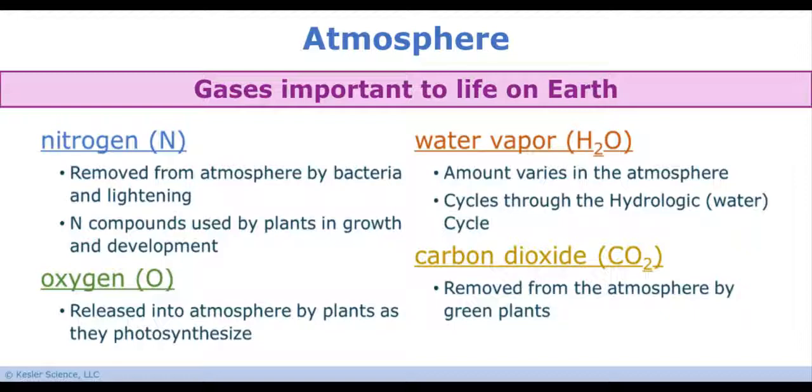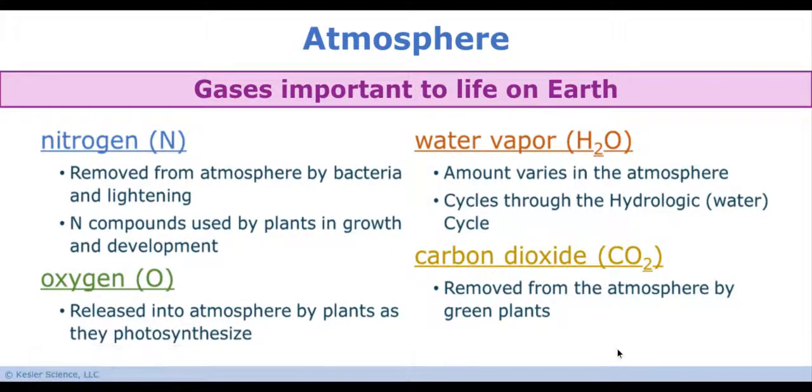Water vapor, or H2O, has different amounts varying in the atmosphere, so it's always changing. It's never the same or static. It cycles through the hydrological water cycle, which I know you guys talked about last year in 6th grade, but we're going to talk again some more this year. Earlier, I got a great question about why there's a 2 here. So the reason you see a 2 is because there are 2 hydrogens and 1 oxygen in a water molecule.